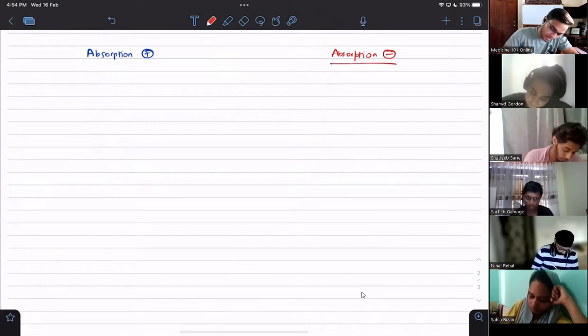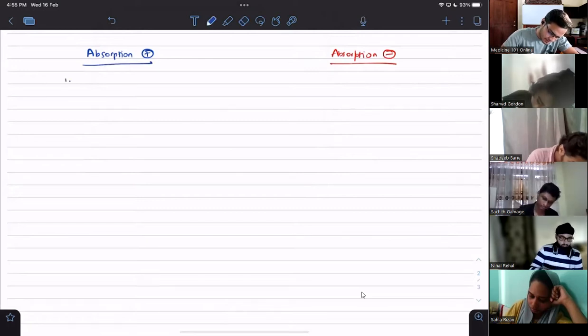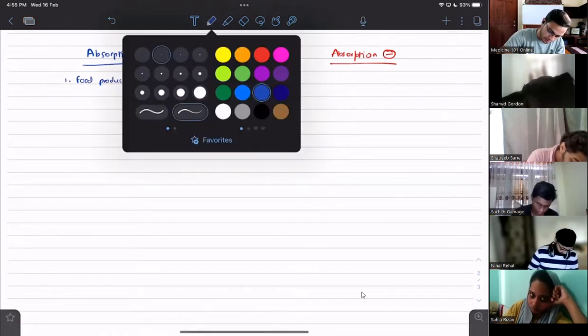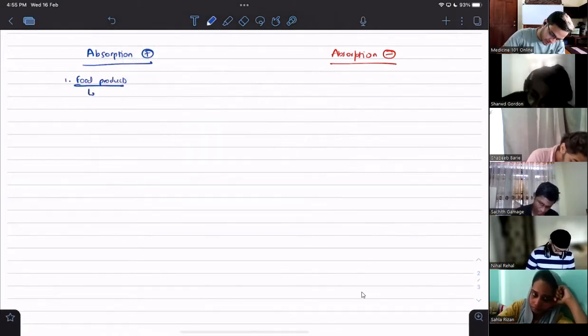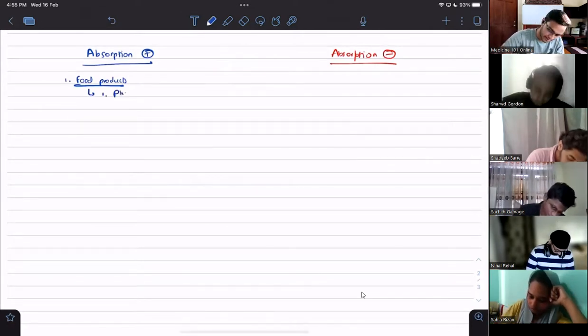What are these factors? Let's just make a quick table. First of all, when you look at the food products, just write these down. We'll go quickly. Food products, what do we have? We have certain things called phytates and tannates.